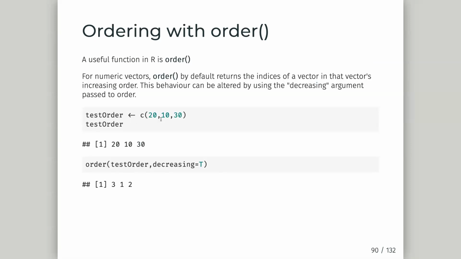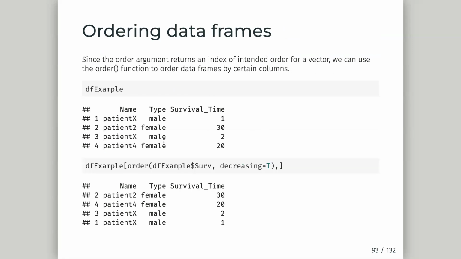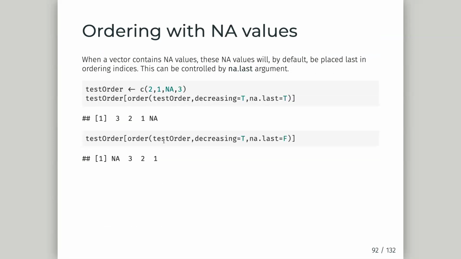I can also change that. Oh yeah, sorry, this was with decreasing equals false. If I do decreasing equals true here, we change the order. Okay, so that's pretty nice. We can order this vector. This becomes particularly useful when we start to get onto things like data frames, when we want to order the whole table by a particular column.